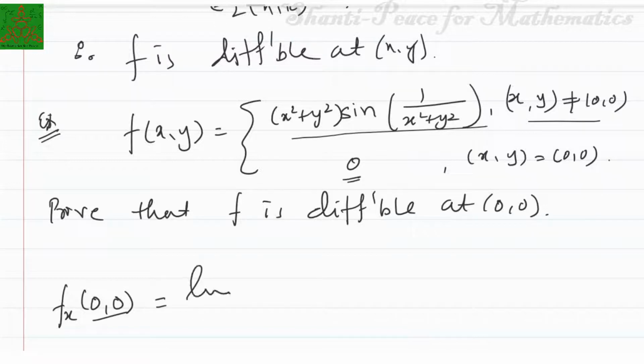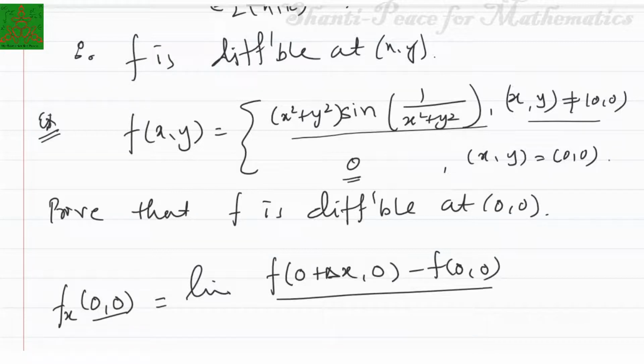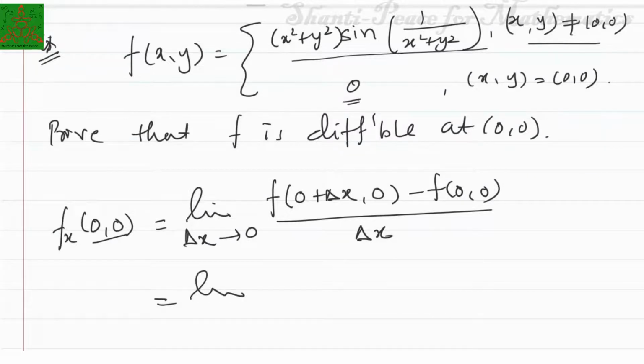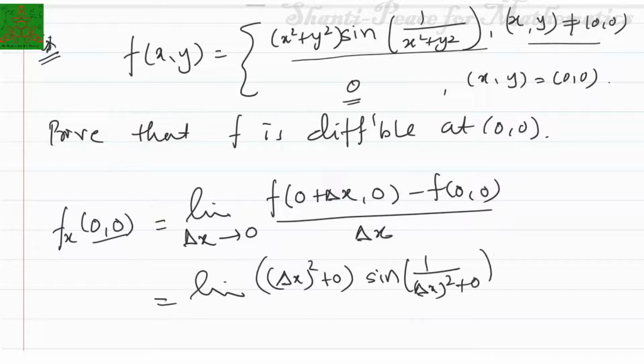What is the definition of partial derivative? Let us recall that it is f of (0 plus delta x, 0) minus f of (0, 0) upon delta x, as delta x tends to 0. Now as per the definition, this will be the limit of f of (delta x, 0), which gives delta x square plus 0, sine of 1 upon (delta x square plus 0), minus f of (0, 0), which is already given as 0, upon delta x, as delta x tends to 0.